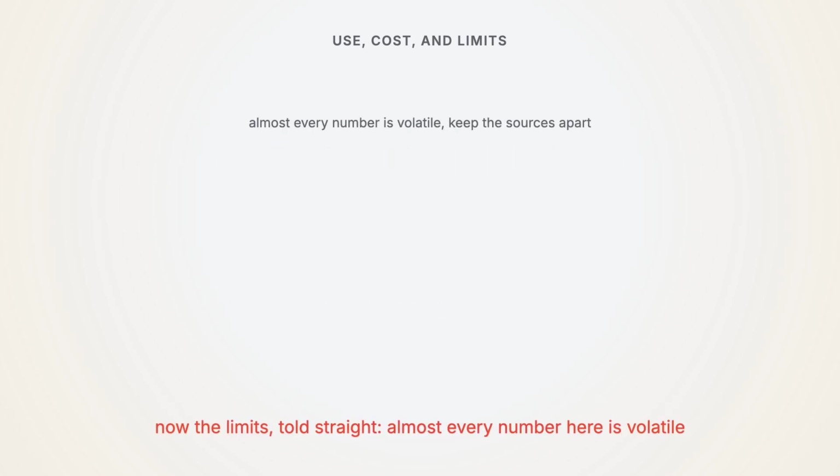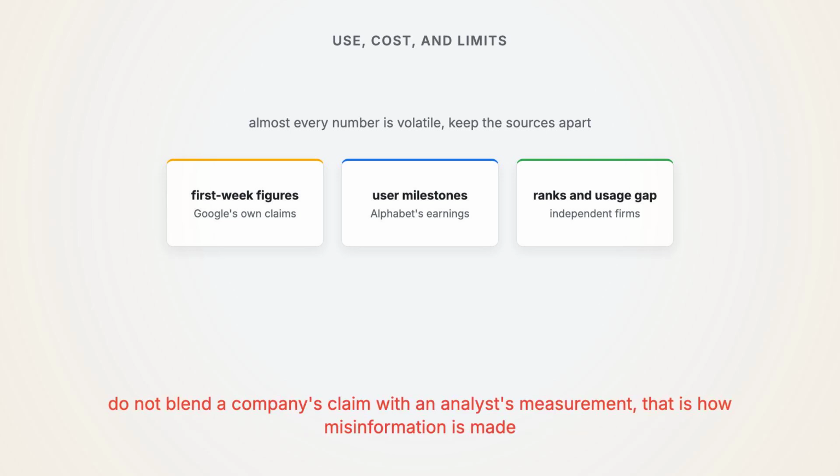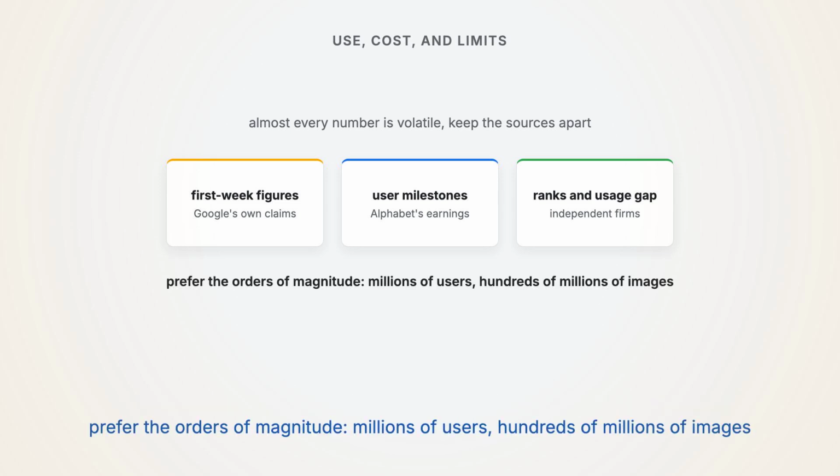Now the limits told straight. Almost every number in this story is volatile, and the sources must not be blended. The dramatic first-week figures are Google's own claims. The user milestones come from Alphabet's earnings. The App Store ranks and the usage gap come from independent measurement firms. Mixing a company's claim and an analyst's measurement into one sentence, as if from the same source, is how misinformation gets made, so prefer the orders of magnitude.